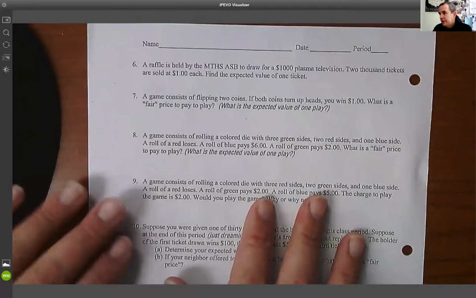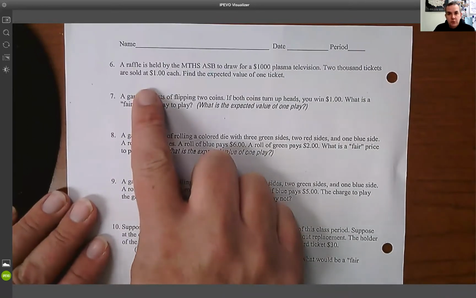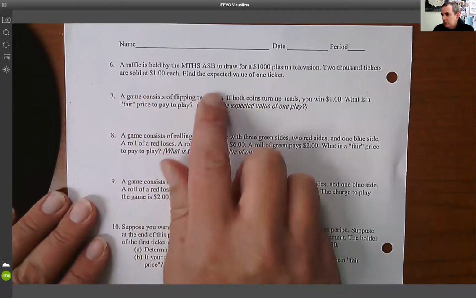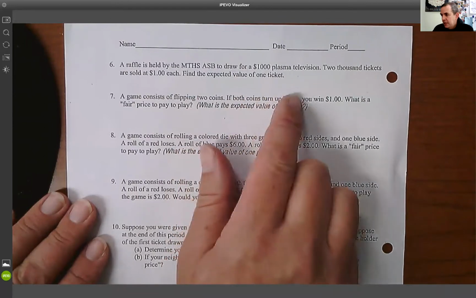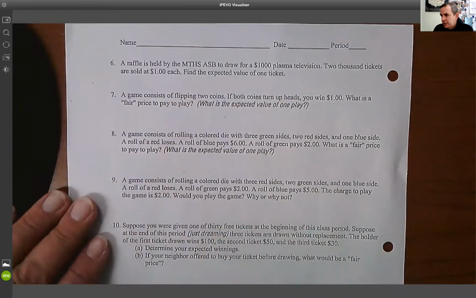Okay, we're going to take a look at the backside. Again, I'm trying to keep these so that it's not too long a video, but I want to make sure we talk about these. So this is kind of a good example of something you'd see. It says a raffle was held by this high school to draw for a $1,000 plasma television. 2,000 tickets are sold at $1 each. What's the expected value of one ticket?